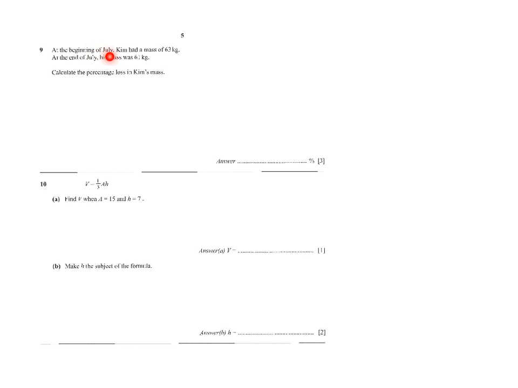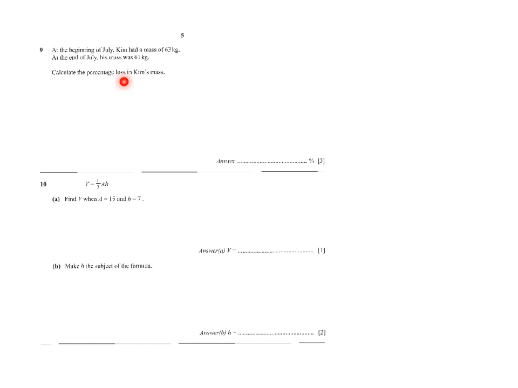Question 9. At the beginning of July, Kim had a mass of 63 kilograms. And at the end of July, his mass was 61 kilograms. I wish that was true for me, by the way, because I always gain weight over the summer. But okay, Kim doesn't. Calculate the percentage loss in Kim's mass for 3 points. Again, doesn't mean it's difficult. Means you have to show workings.